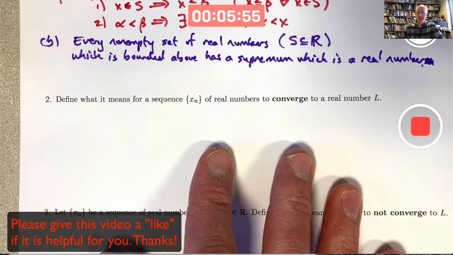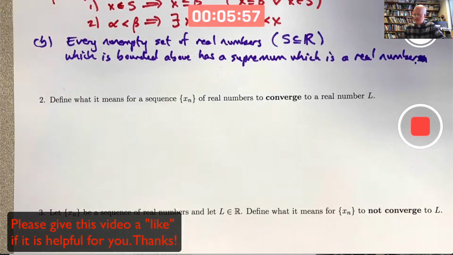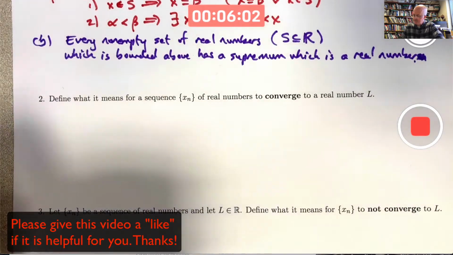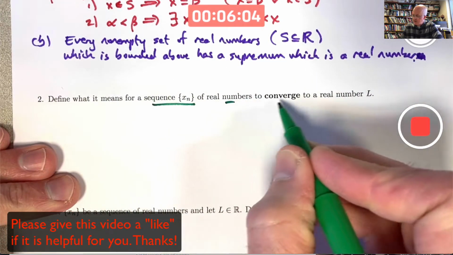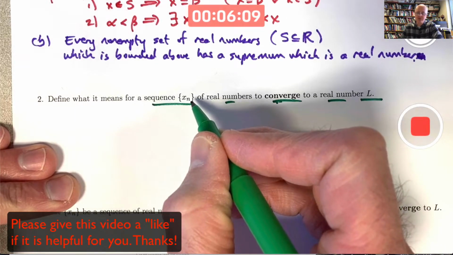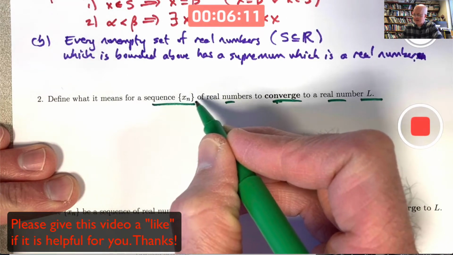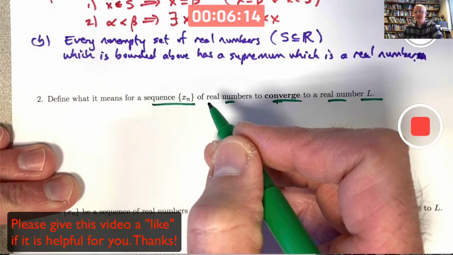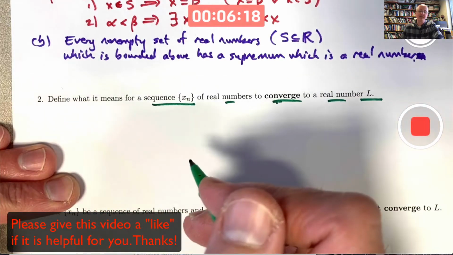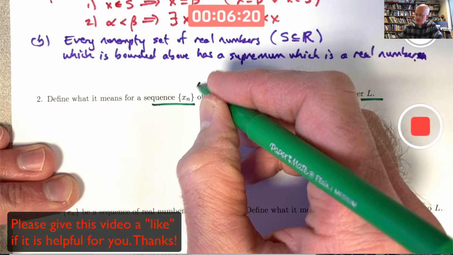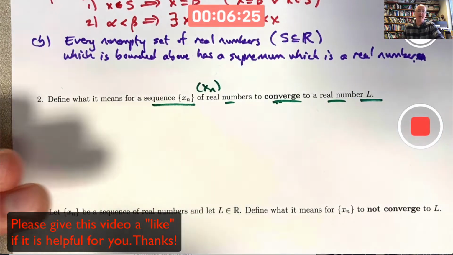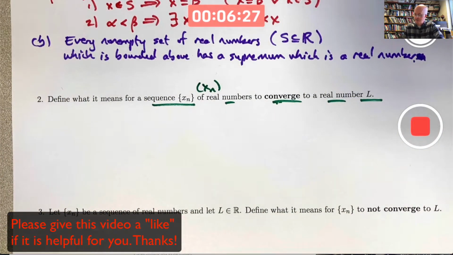Number 2, define what it means for a sequence, let's use green here, a sequence xn of real numbers to converge to a real number L. By the way, I use this notation for sequences with curly braces around the xn here. It's probably not the best notation. It is the notation that Russell Gordon's book uses. It's a little too reminiscent of set notation. Many books use parentheses for a sequence, and it's probably better, but I'm being consistent with Russell Gordon here.